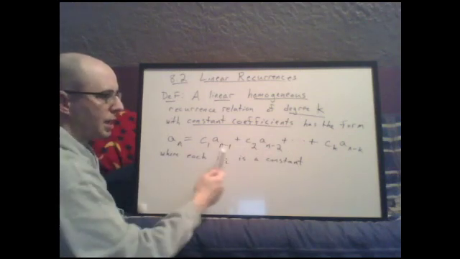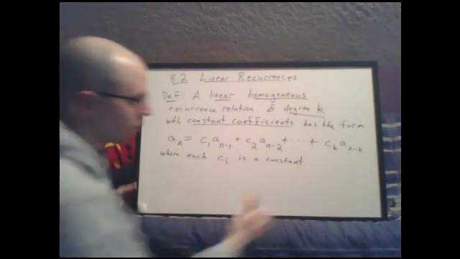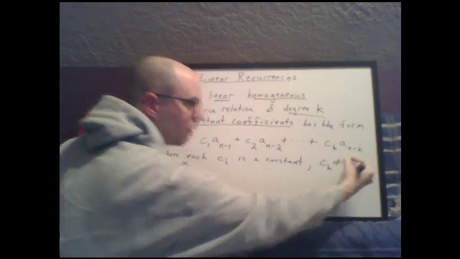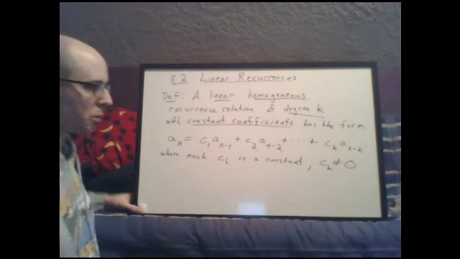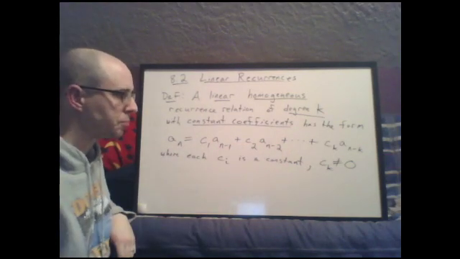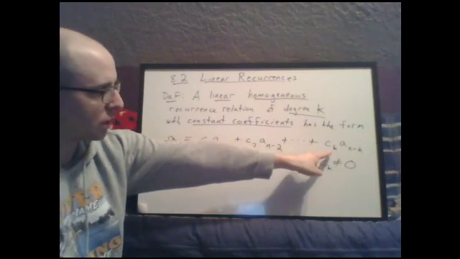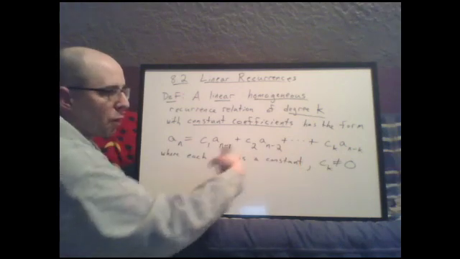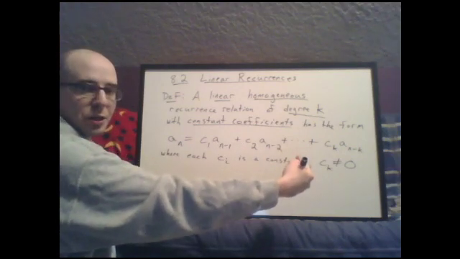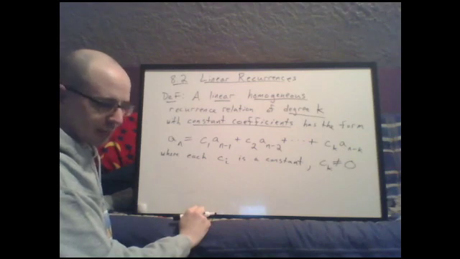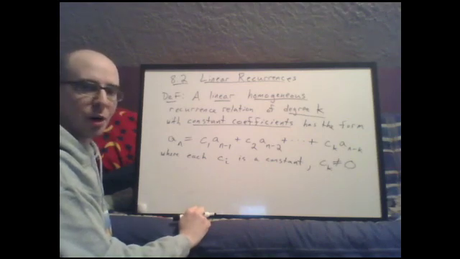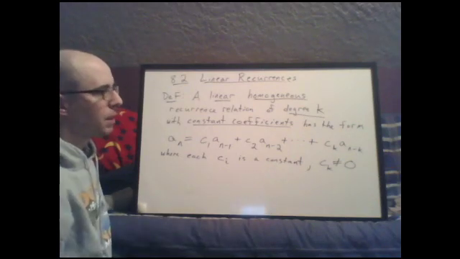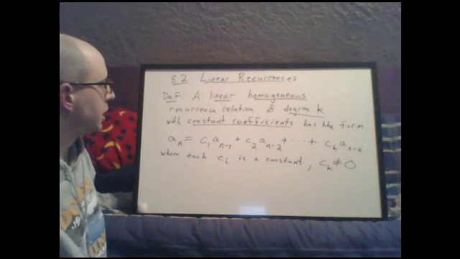The degree k means, I should make one more note here, c sub k specifically is not 0. Some of these c's could be 0, so maybe not all of these a's appear, but this one definitely appears with a non-zero coefficient. So that's the degree. The degree tells you how far back in the sequence your recurrence looks. The example we just did with the towers of Hanoi was degree 1 because the recurrence only involved the immediately preceding term.